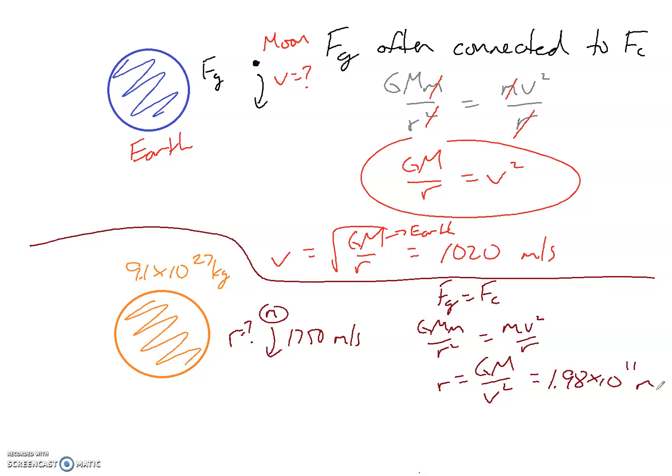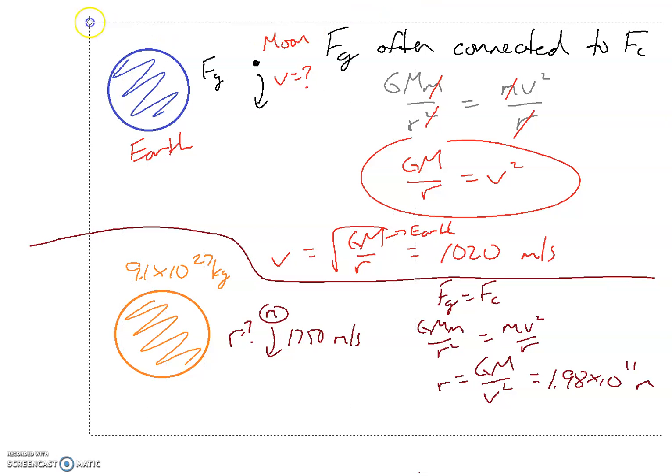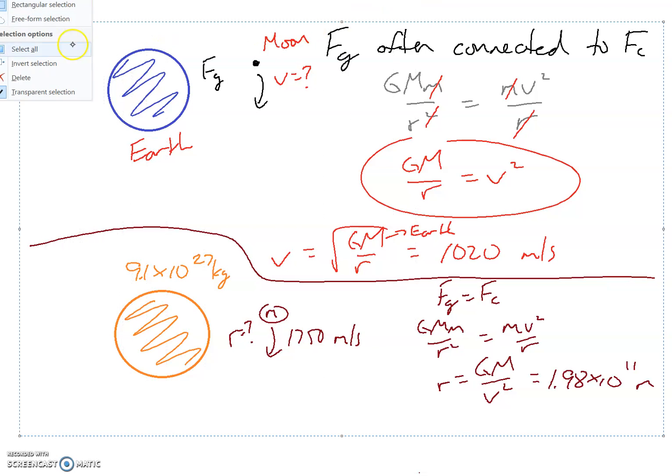Okay, so this is just a nice little application of using Fg with this type of stuff to find the radii and speeds of orbits. Good old circular motion type stuff. Okay, so let's try another one. Let's get rid of that. Delete. Okay, so here, let's use this.